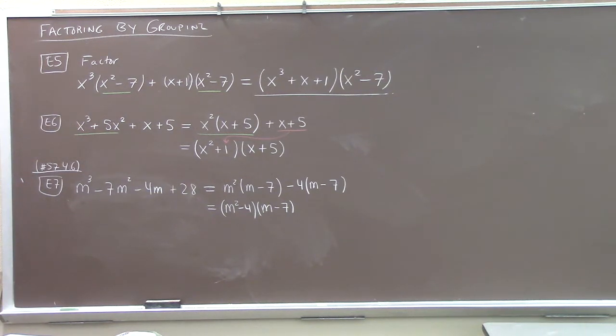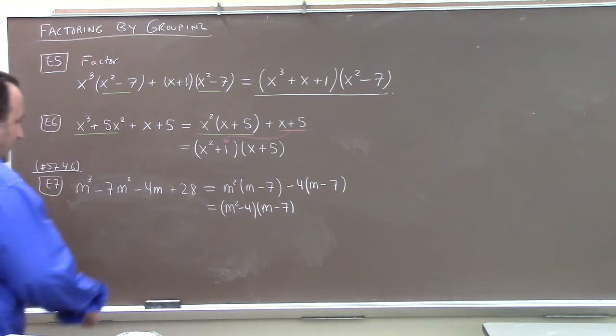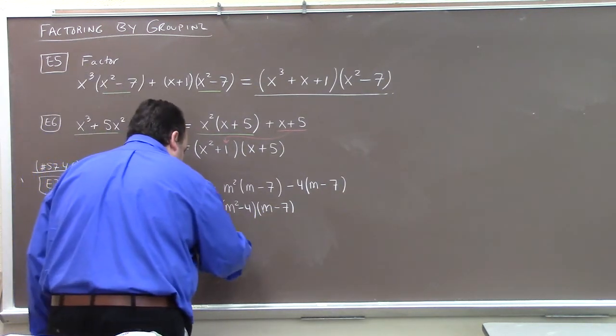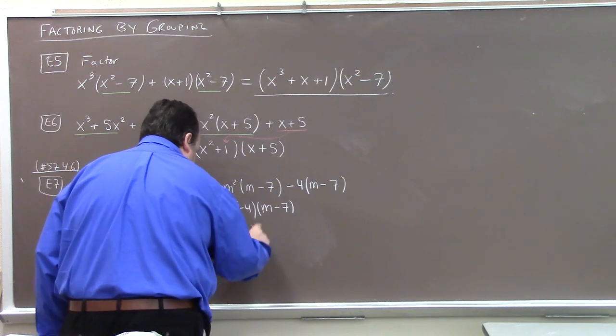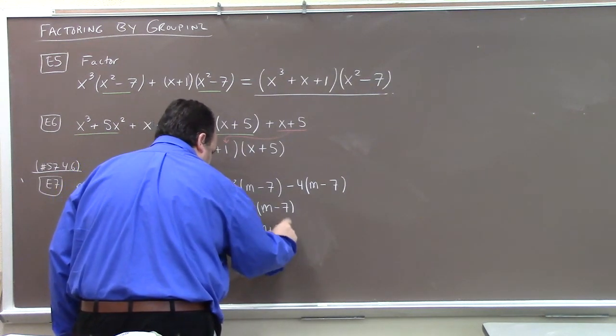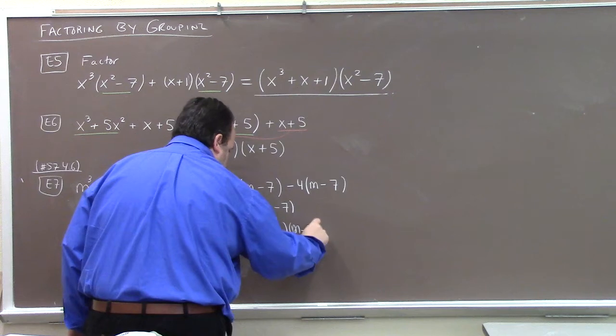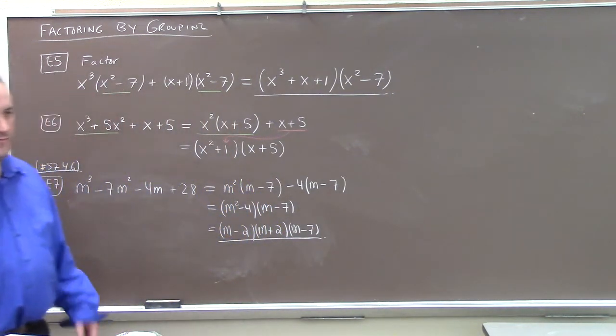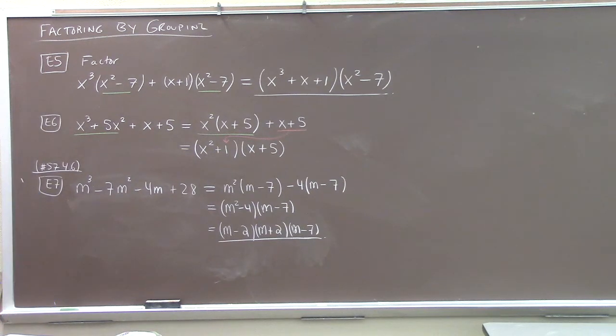Can we go further on this problem? What if you wanted to completely factor this expression? What would be left to do? Right, get rid of the square. We can factor m squared minus 4. That factors to m minus 2, m plus 2, m minus 7. Whether or not the book wants you to make that final step depends on the particular whimsy of the book on the problem.